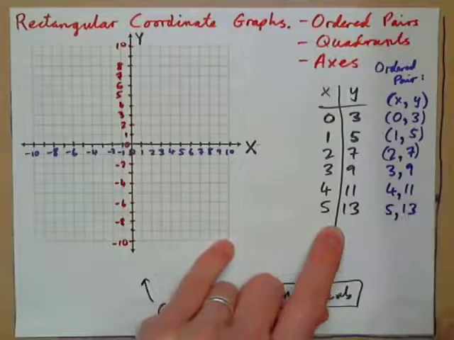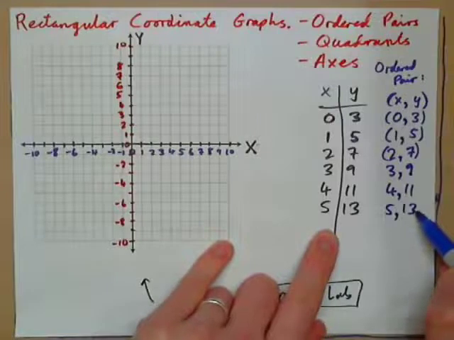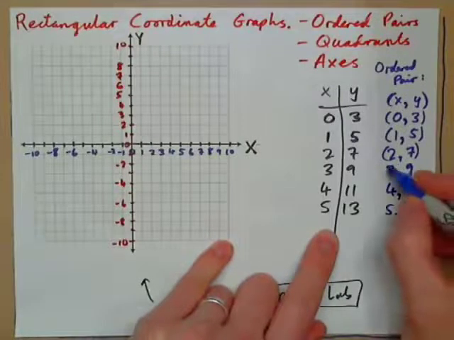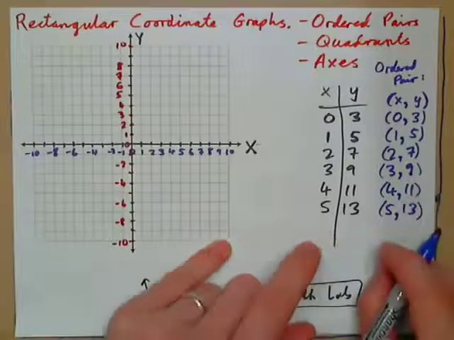Now, answer me this. What is wrong with this, this, and this? Students always forget this in Math 60. You need to have parentheses around your ordered pairs to show that they are ordered pairs. Do not forget the parentheses when you're writing them down, okay? And you will have to do that in the test.